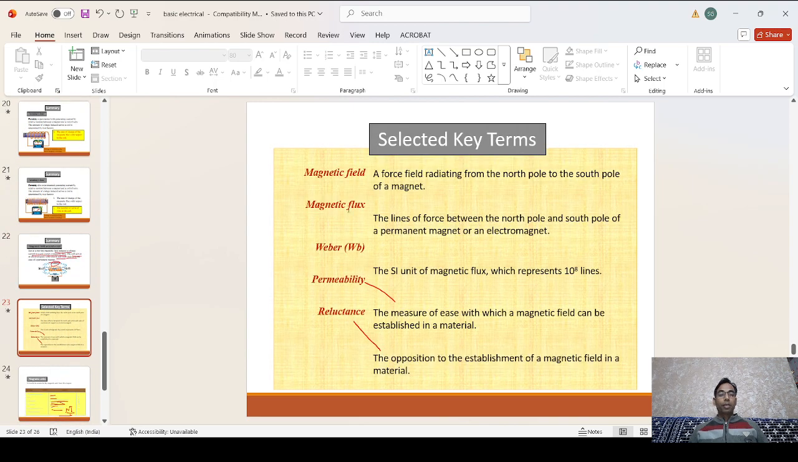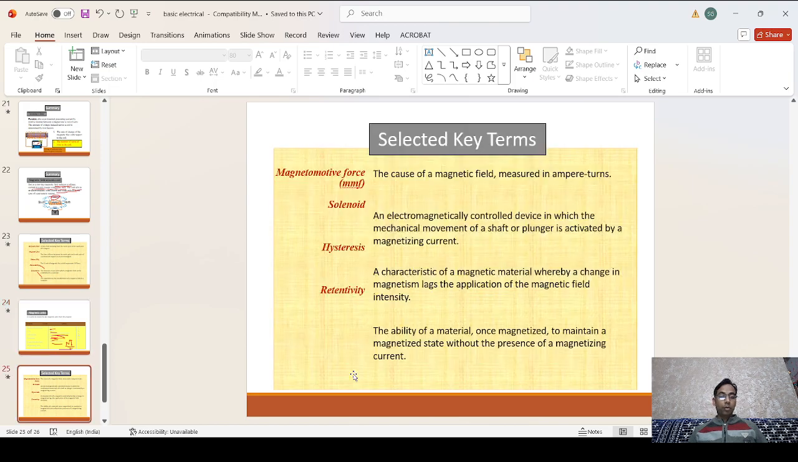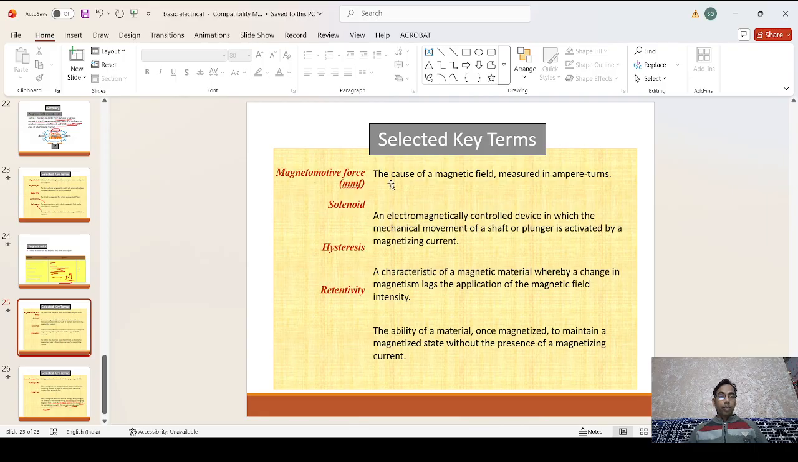These are the basic definitions of magnetic field, magnetic flux, permeability, reluctance, and their unit representation. Magnetic flux density is in Tesla, flux is in Weber, permeability is in Weber per ampere turn per meter, reluctance is denoted in ampere turns per meter, and magnetization force, or sorry, magnetomotive force, causes a magnetic field and is measured in ampere turns.